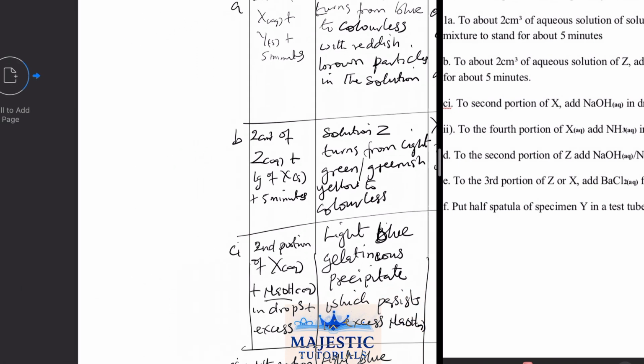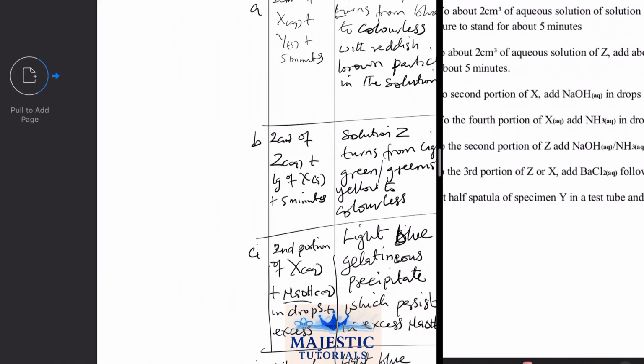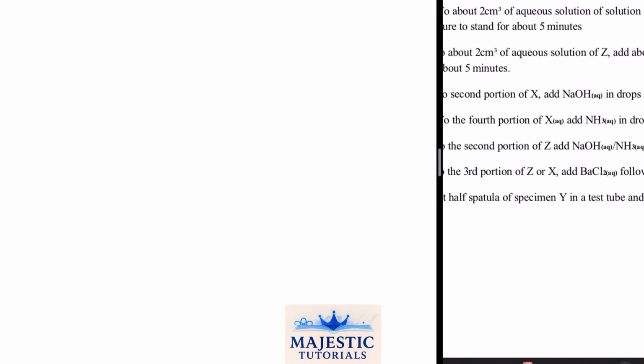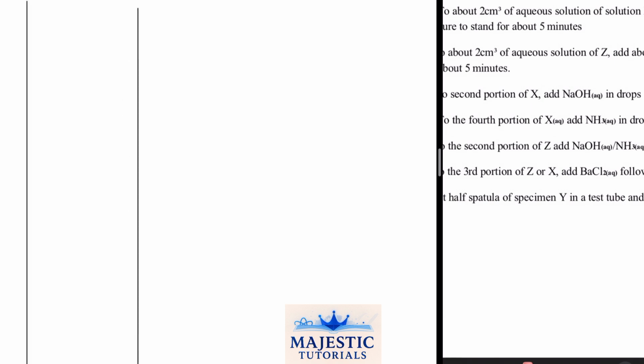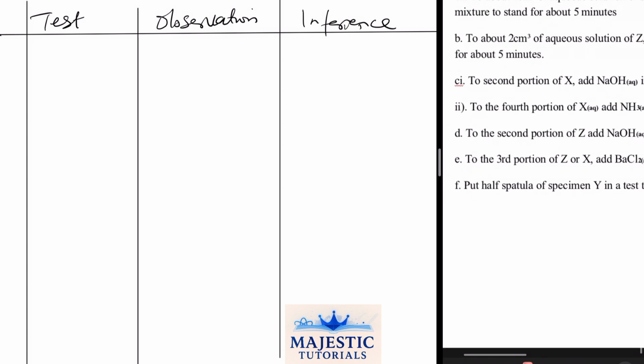So to complete question E and F, which is with barium chloride, I'll come over here. My table remains number, test, observation, and then inference. Test, inference. So we go to question E.